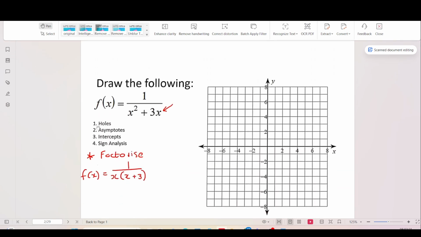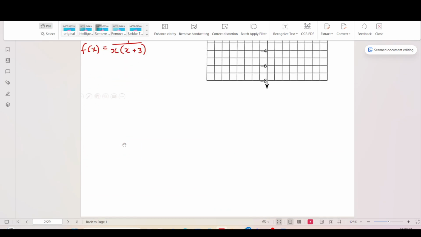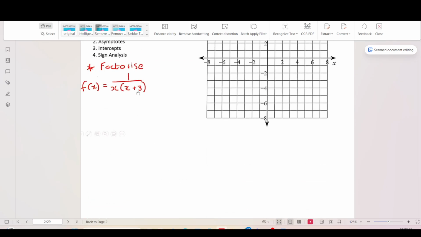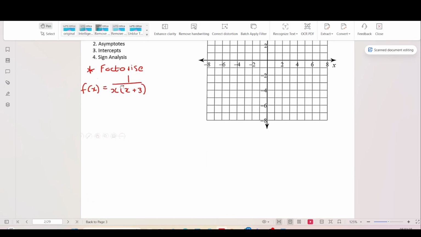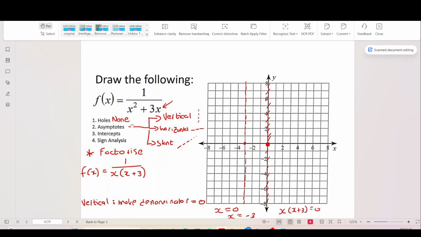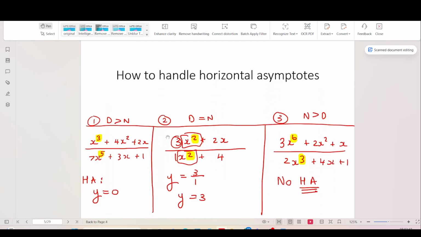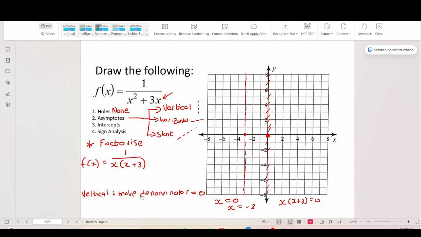So we need these things: first holes, then asymptotes, then intercepts, and then sign analysis. For holes, if we have the same top and bottom factor and they are cancelling, that is called a hole. Like in this fraction, there is no hole because the denominator and numerator are different, right? So hole is none here. Asymptotes can be vertical, horizontal, and slanting. For vertical, just set the denominator equal to 0. Like here, if we make the denominator 0, we get x = 0 and x = negative 3, right? So x = 0 is this and x = negative 3 is this.